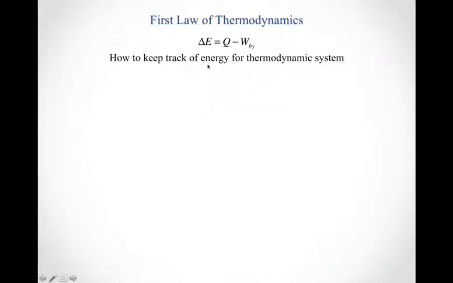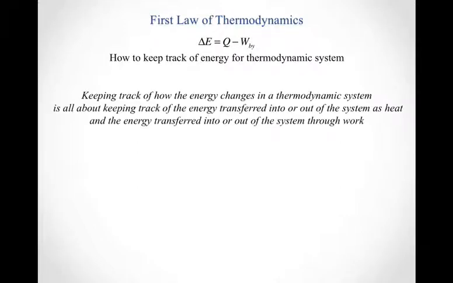In thermodynamics, we have a very similar equation. This equation is the first law of thermodynamics, and what it tells us is that the change in energy of your thermodynamic system is equal to the energy transferred into or out of your system as heat minus the work done by the system. What the first law of thermodynamics is telling us is that keeping track of how the energy changes in a thermodynamic system is all about keeping track of two ways that energy can be transferred into or out of your system. It can either be transferred as heat, that's the Q term, or it can be transferred through work.